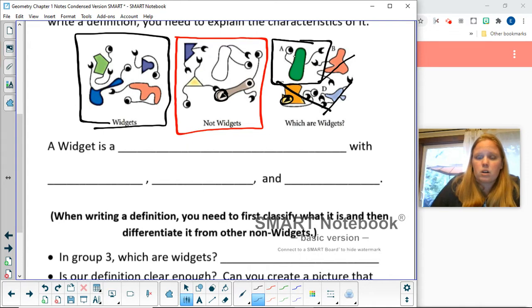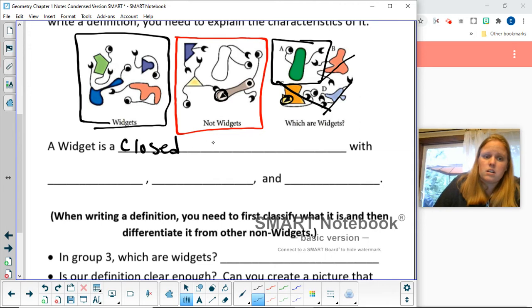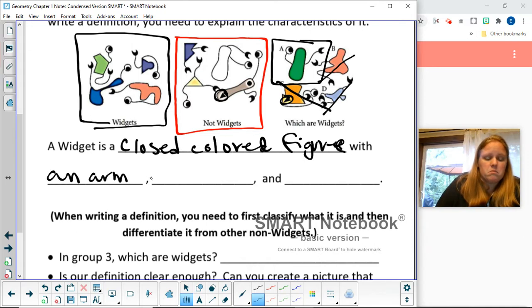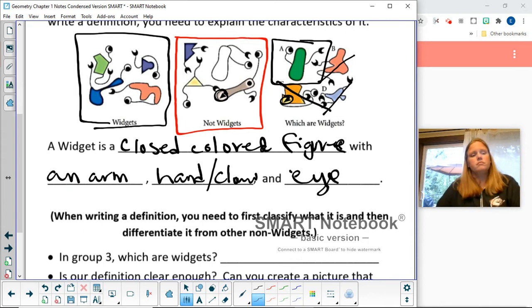So choice A would be the correct choice, and that's because a widget is a closed, colored figure or shape with, we could say, an arm, hand or claw, and eye. Okay, now you might have written it differently than that, but that's okay as long as you have all the characteristics of what you're trying to define.